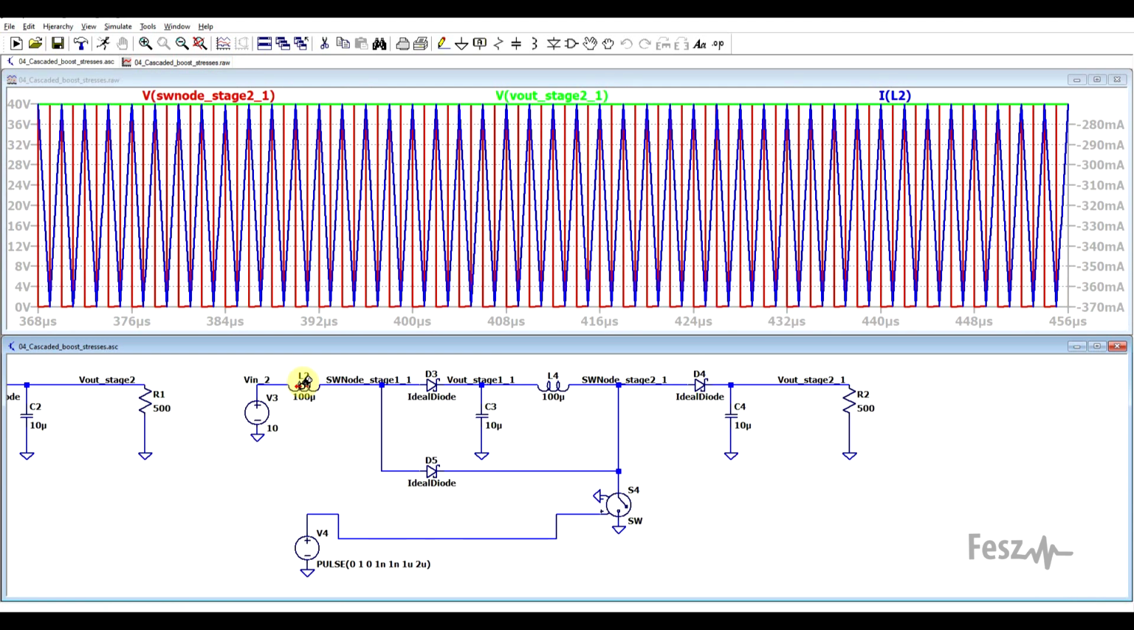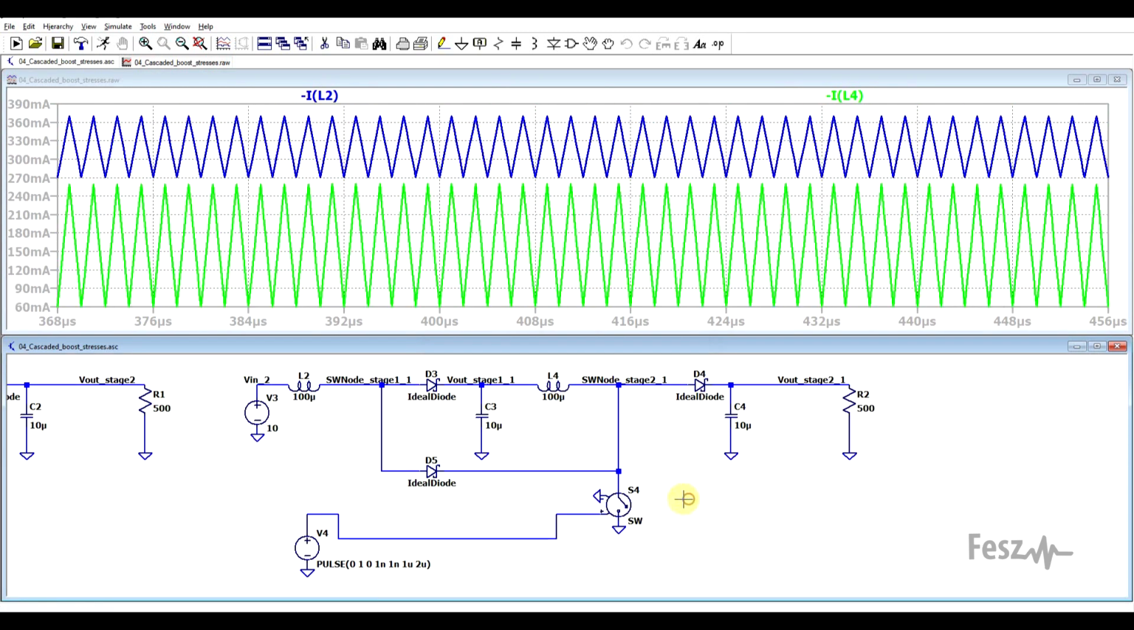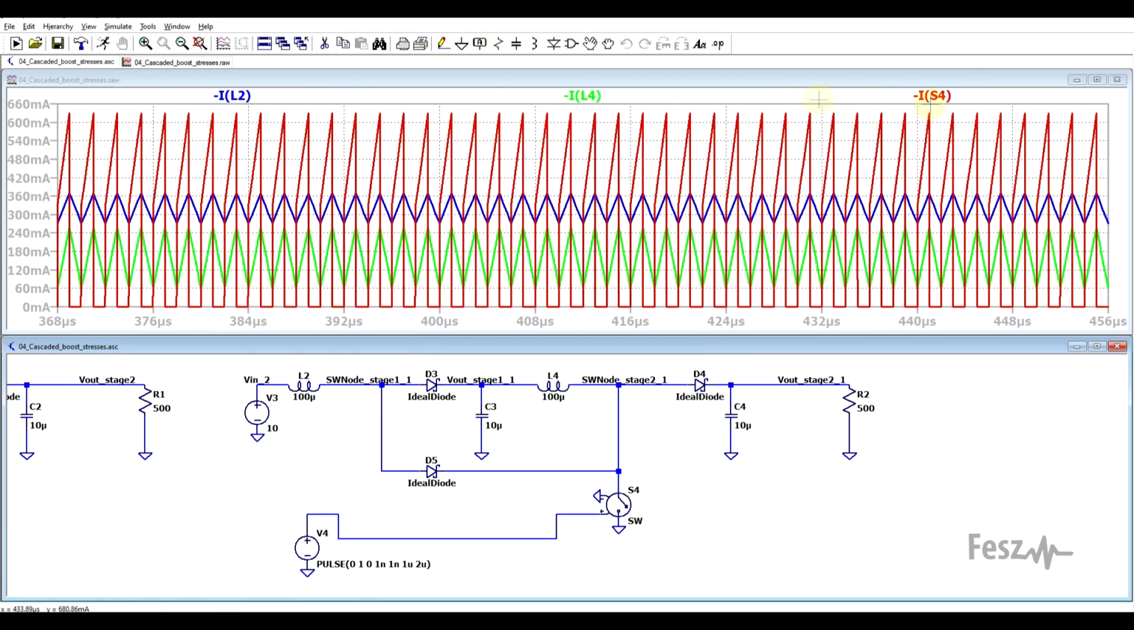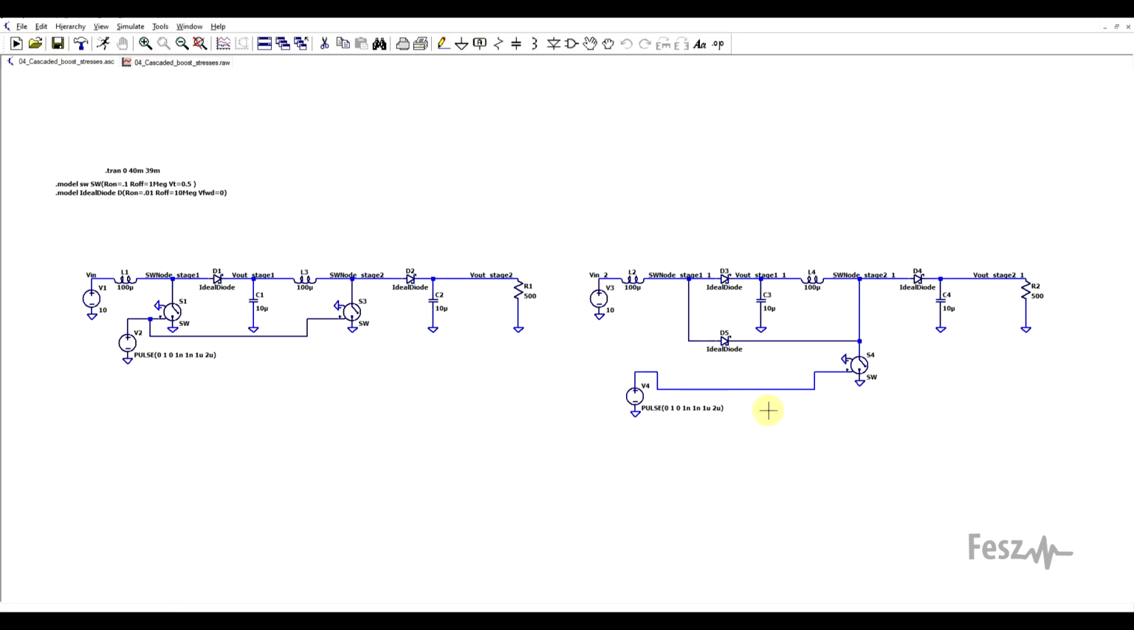But when we check the currents running through the two inductors, and we also check the switch current, we can see that the peak switching current is higher than each of the individual stages, and it's actually the sum of the two. So the peaks are around 250 and 360 milliamps for the two inductors, and the total switch current is around 650 milliamps. So even though this converter is built with a single switch, the stresses that the switch needs to endure are far higher than the stresses that the switches in the separated circuits see.